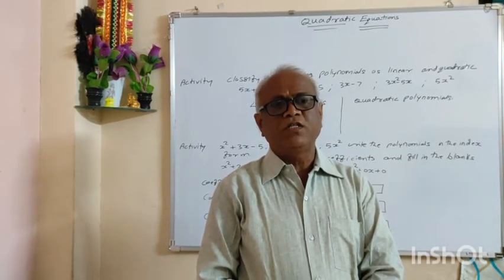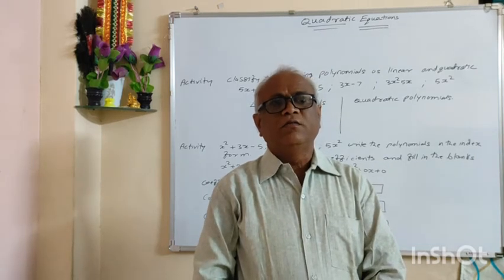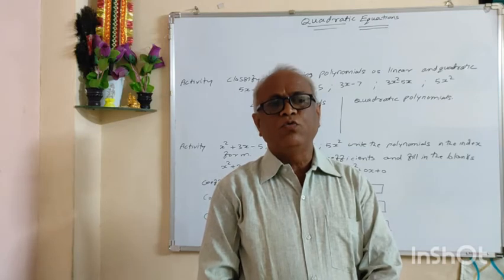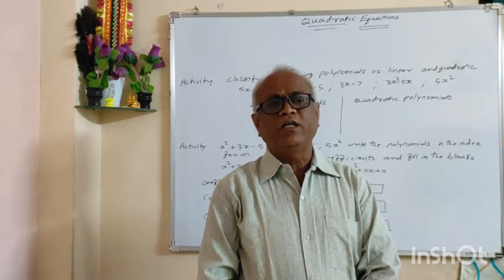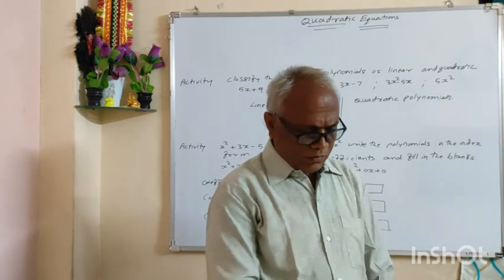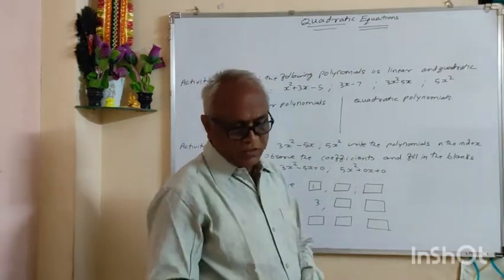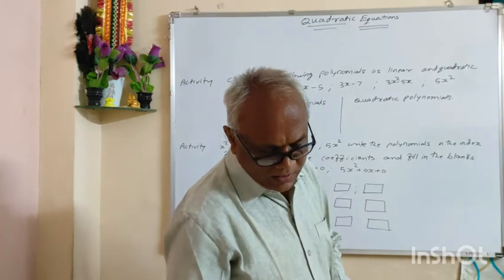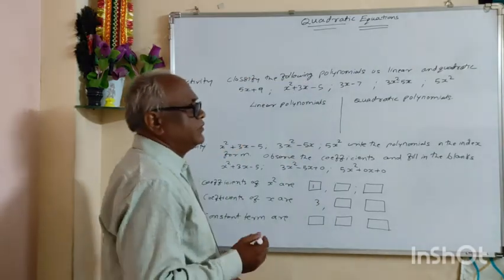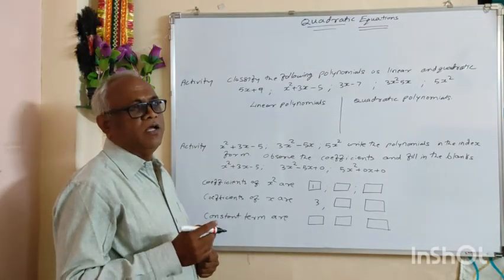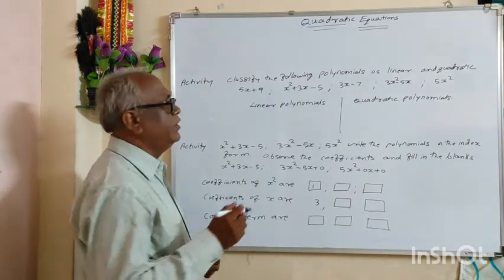Today we are going to see standard 10th Maths 1, chapter number 2, quadratic equation. Before starting the quadratic equation, we studied polynomials last year. In polynomials, there are monomials, binomials, trinomials, and polynomials with more than 3 terms.